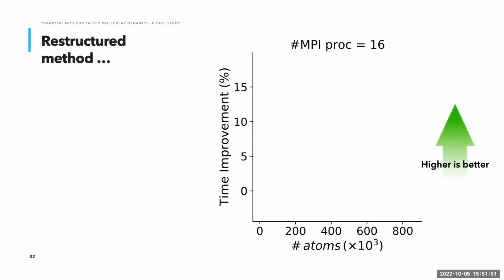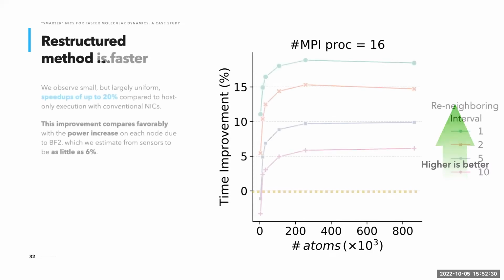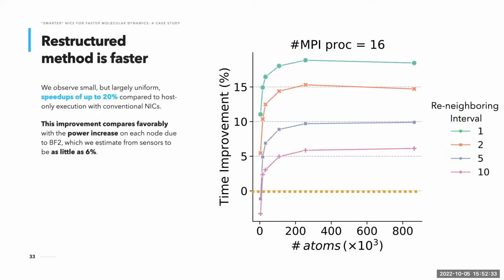First, we perform multi-node runs. On each node, we limit concurrency to only one MPI process running on the host and one running on the Bluefield, with no other threads of concurrency. In this plot, the x-axis is the number of particles, and the y-axis is the relative time improvement. Here the baseline is unmodified mini-MD, which is running on host nodes with conventional NICs, or network interface cards. Each color indicates a different reneighboring interval.